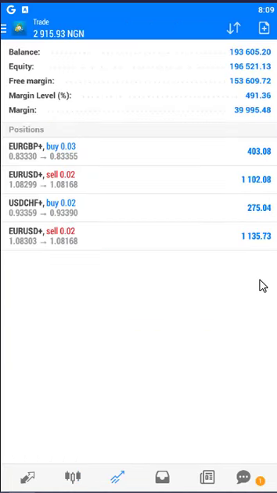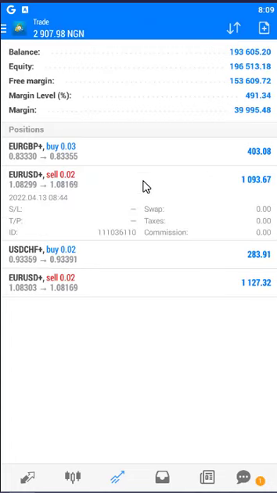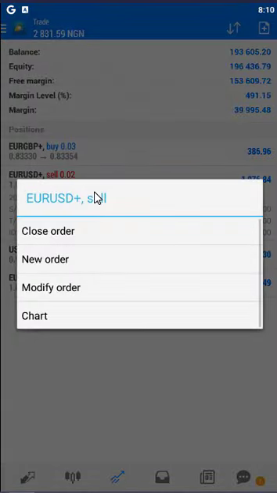So since I've taken the price, I'm going to set it now. So how do I set it? You come back to the trade. Now the process is you place the trade first, then you modify the trade to set your take profit and stop loss. So you come back to the trade here. So let's set for this one. You click and hold the trade. Once you click and hold the trade, you get to see this option. Among all these options, you have to click on modify order.